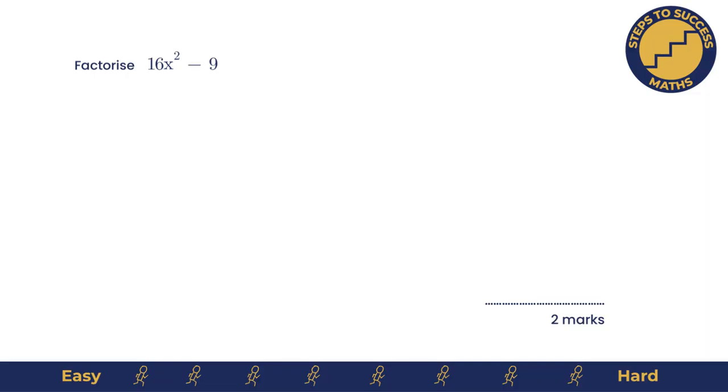Factorise 16x squared minus 9. So again, you can see that you've got a square number at the start and a square number at the end, but also that you don't have a term in x, which means they need to cancel out. So you want the brackets to be even, basically. So you're going to have 4x minus 3 and 4x plus 3. This is called the difference of two squares.